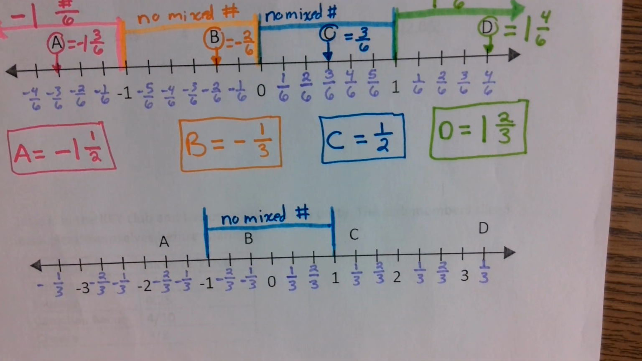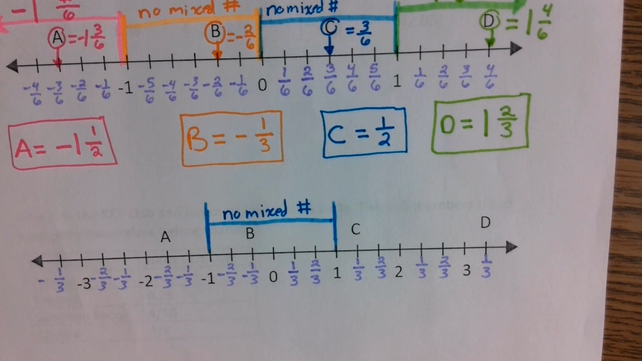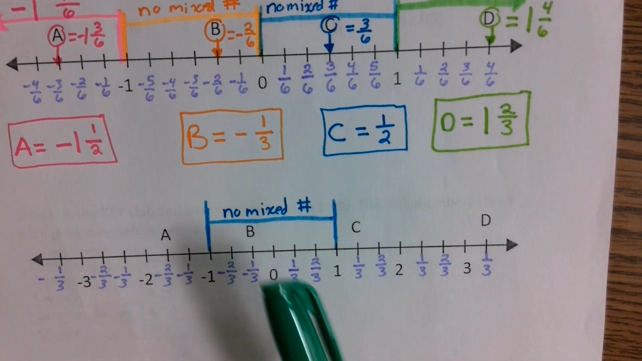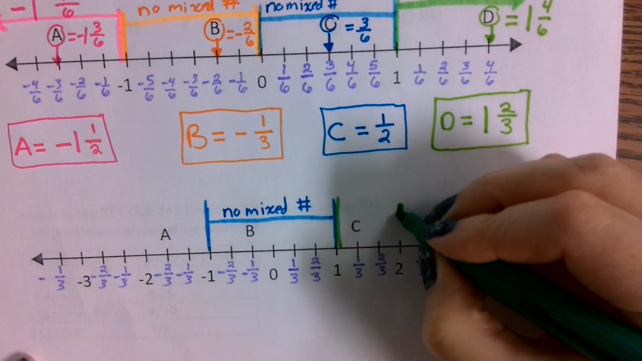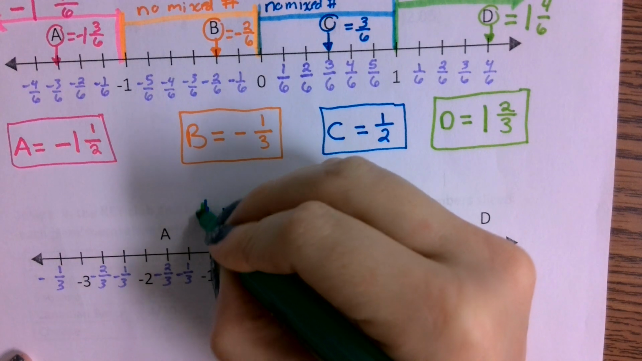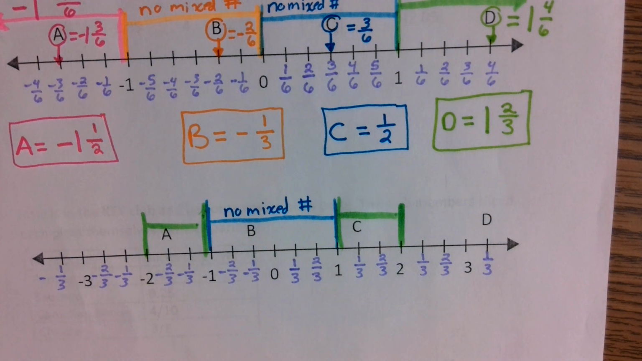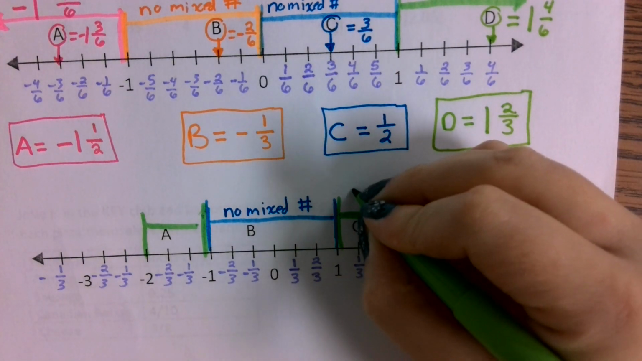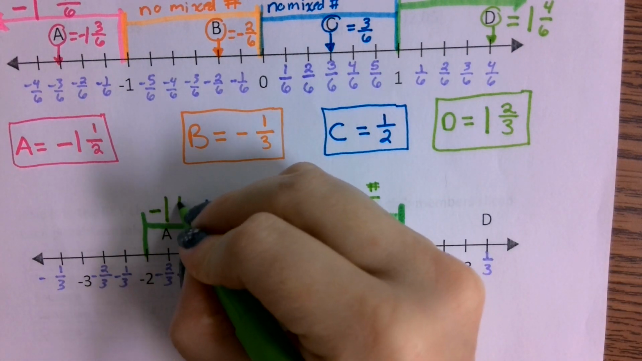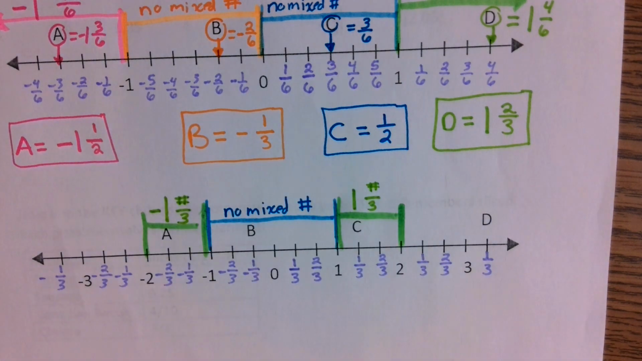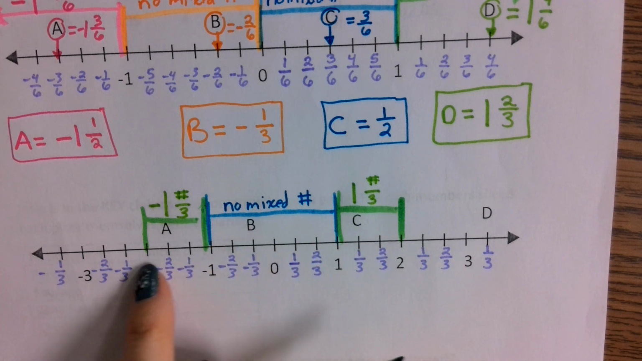That whole portion has no mixed number whatsoever. Now, when I go from 1 whole to 2, or from negative 1 whole to negative 2, these are going to have mixed numbers. They are going to have mixed numbers of 1 and then a number over 3, or negative 1 and some number over 3. Right? Because they're between the 1 and 2 mark, or the negative 1 and negative 2 mark.